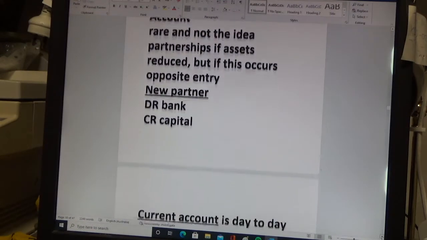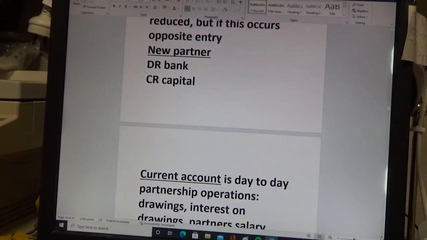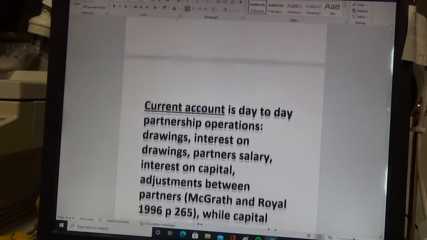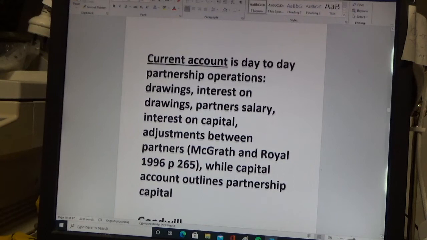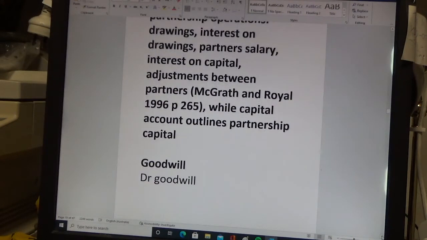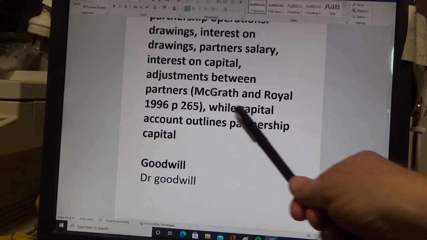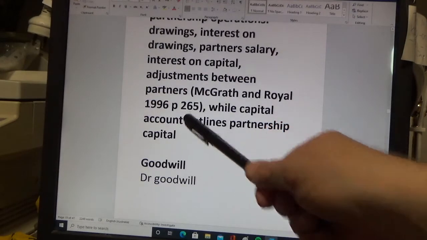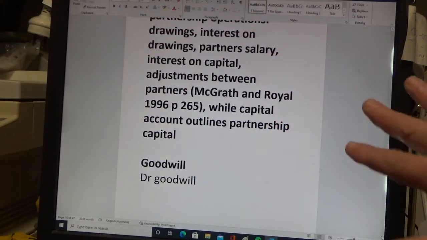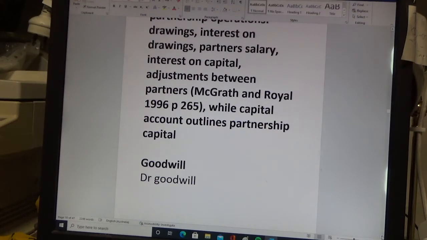The new partner, Baker, you debit bank, credit capital. Again, current account is the day-to-day type partnership operations: drawings, interest on drawings, partner salary, interest on capital payable. Before I said you can get interest on capital, well, you can, but in this example it's interest payable, okay? And any adjustments between the partners. Again, my source, McGrath and Royal, from the text I used at TAFE, published in 1996, page 265, where I got that list of current account items.